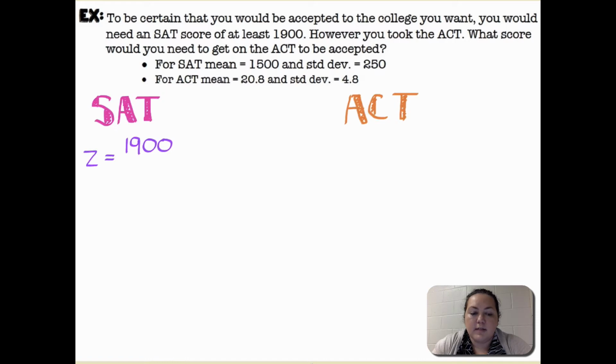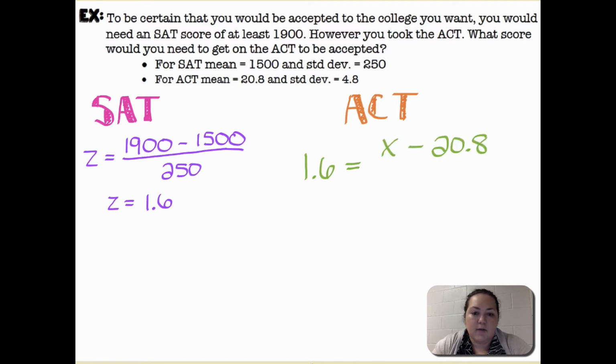For the SAT, I'm going to get the z-score. We want 1900 minus the mean divided by the standard deviation. That'd be 1.6. I want to have the same z-score on the ACT, and I need to figure out what score I would need to get. So I'm going to set it equal to 1.6, the z-score. I don't know what my x value is; that's what I'm trying to figure out. But I know the mean and the standard deviation for the ACT. So then I would just do some algebra, multiply both sides by 4.8 and add 20.8, and I get x equals 28.48.